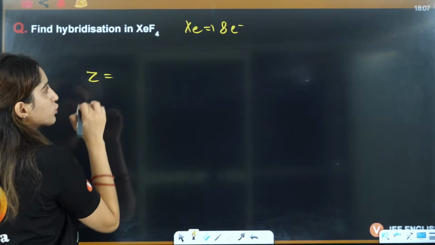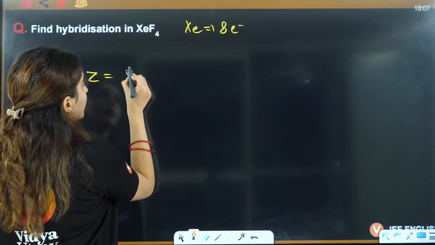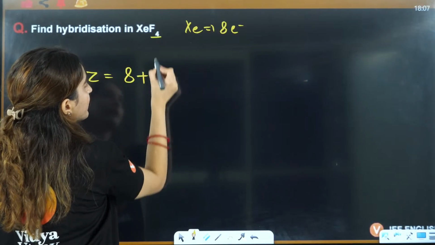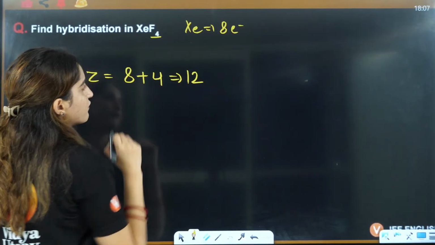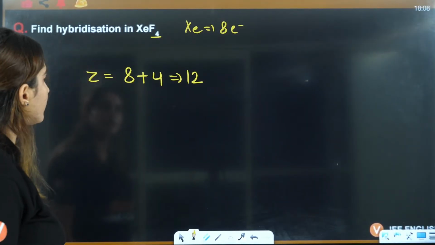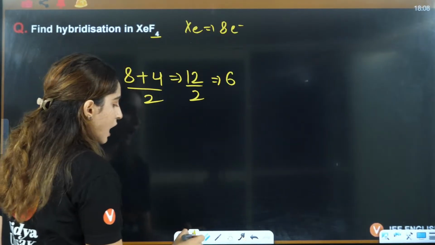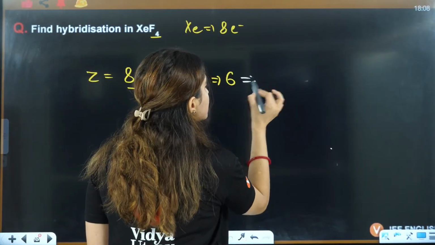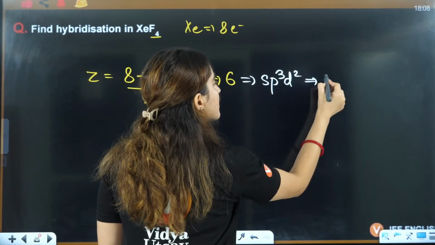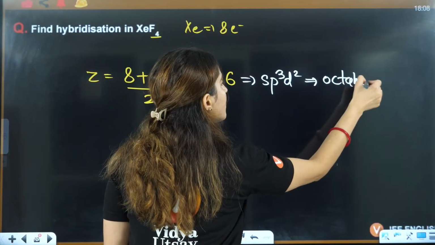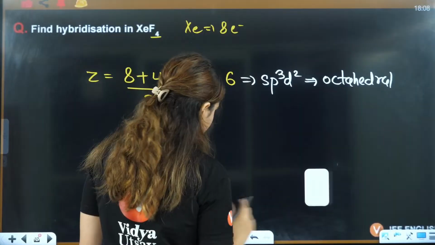Z is going to be 8, the number of monovalent atoms is 4, there is no charge here, so total it is 12, right? This divided by 2 will be 6. For 6, this is sp3d2 hybridization. That means here it is going to be octahedral geometry, right?